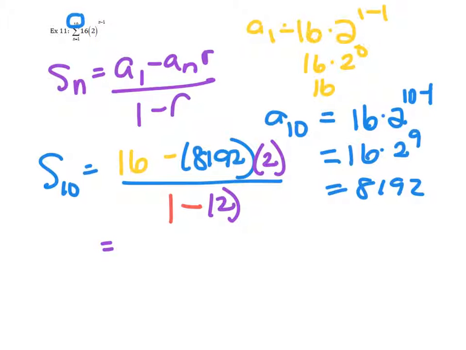When you're doing these on your calculator, my suggestion is to use your alpha y equals button so that you can get fractions, especially if we have fractions within fractions. That gives us 16,368.